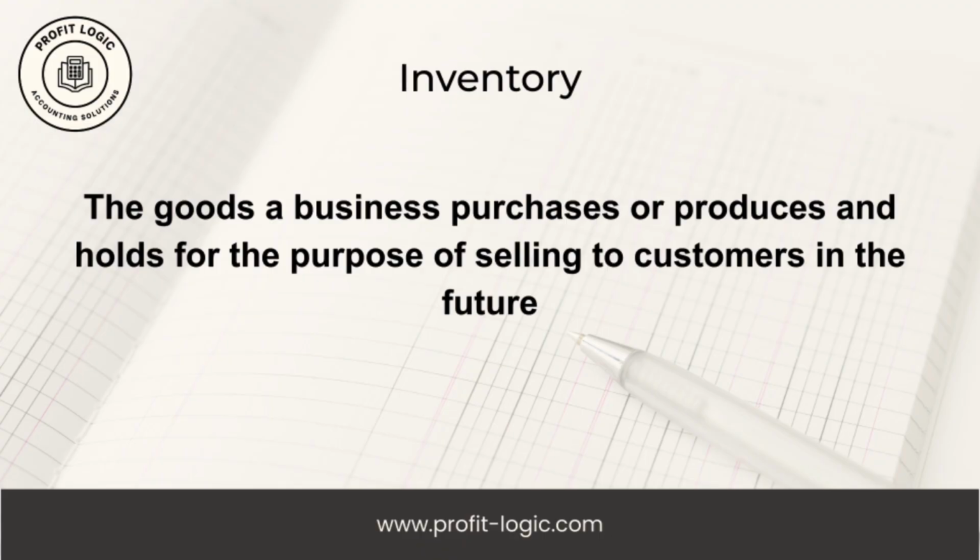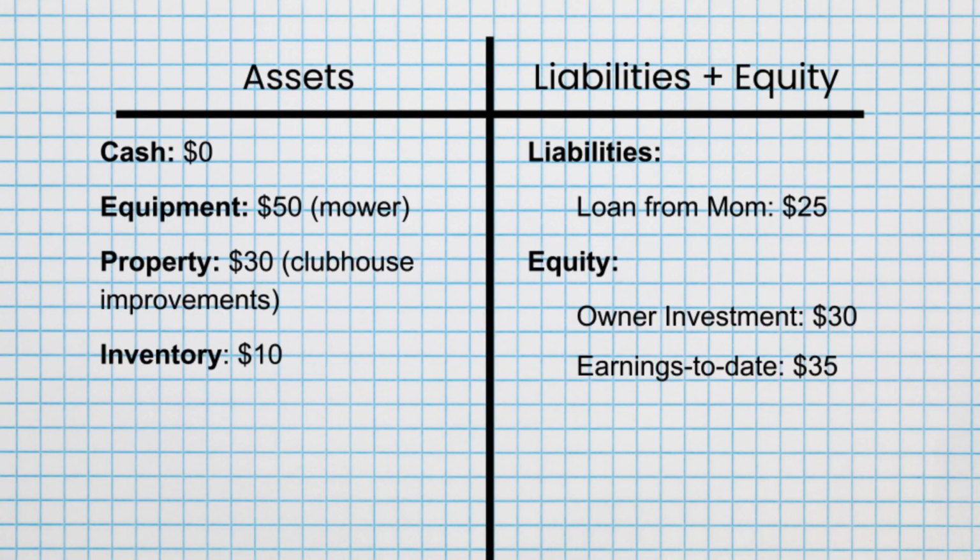Let's run this on a scorecard. The kids had $10 in cash, which they spent on the snacks, so now they're down to zero. Our assets now look like $0 in cash, $50 in a mower, $30 in clubhouse improvements, and now inventory for snacks worth $10. Our total assets are worth $90. And liabilities, we still have the $25 loan from mom and $65 in equity.